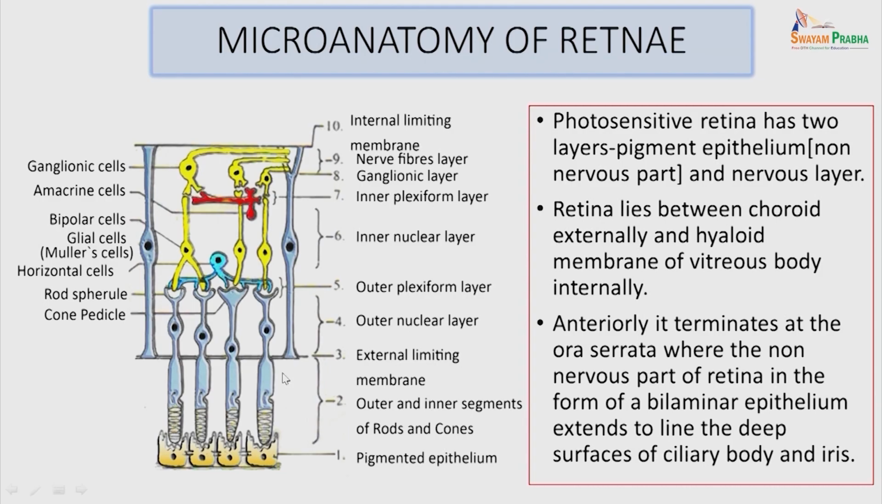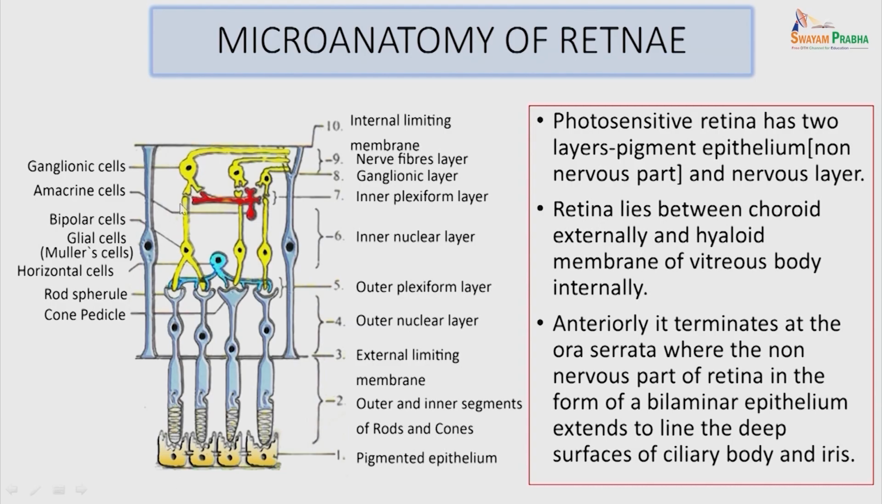The retina lies between the choroid externally and the hyaloid membrane of the vitreous body internally. Anteriorly, it terminates at the ora serrata, where the non-nervous part of the retina in the form of a bilaminar epithelium extends to line the deep surfaces of ciliary body and iris.